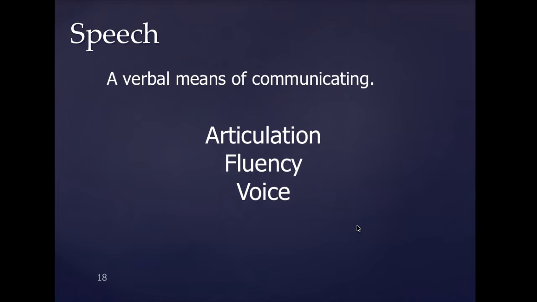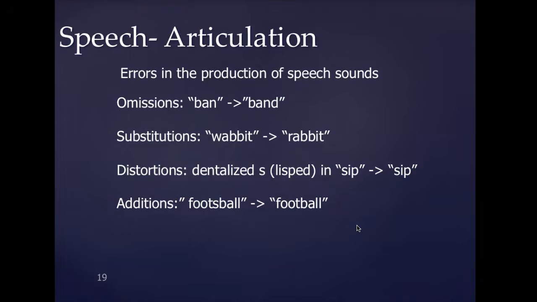So what is speech? Speech is a verbal means of communicating and it involves three main areas: articulation, fluency, and voice. So the first area we'll look at is articulation. Articulation deals with errors in the production of speech sounds. Well, articulation in and of itself is just the production of speech sounds, but below I've put a few different errors that are often common. On the left-hand side, the different errors are omissions, substitutions, distortions, and additions. And on the right-hand side, you can see some examples.